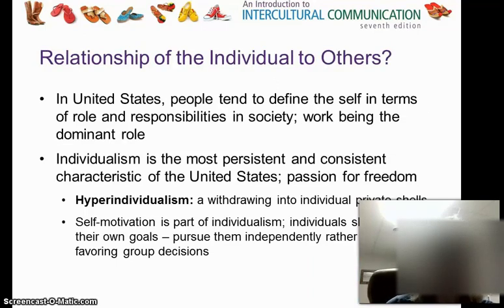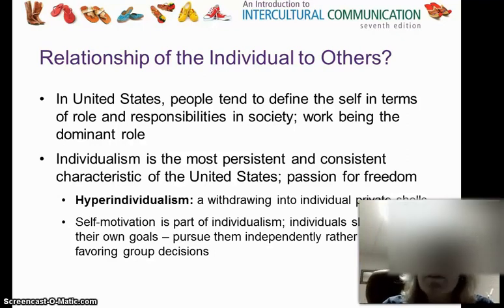Relationships of individuals to others. In the U.S., people tend to define themselves in terms of roles and responsibilities in society, work being the dominant role. Remember, we identify ourselves with our work, with who we are. I'm a doctor, I'm a teacher, I'm a lawyer. Individualism is the most persistent and consistent characteristic of the U.S. Hyper-individualism is withdrawing into individual private shells. So the U.S. is considered to be a very individualist society compared to a collective culture.